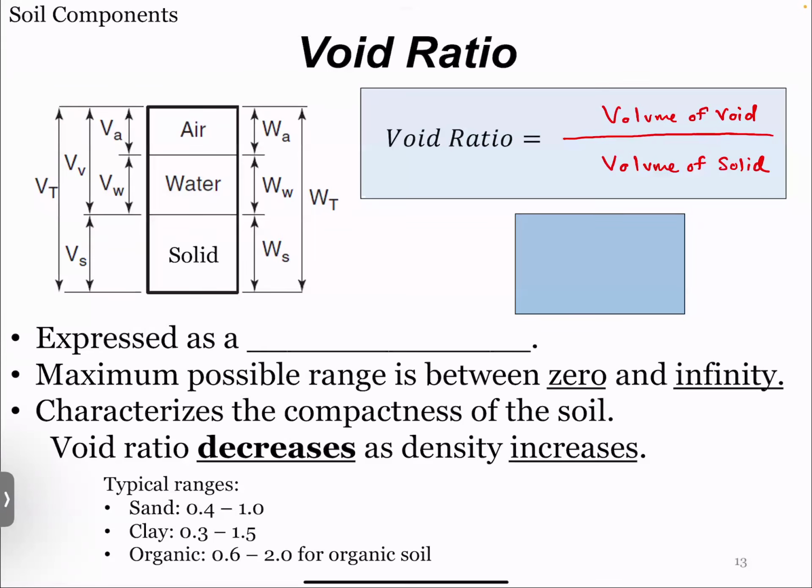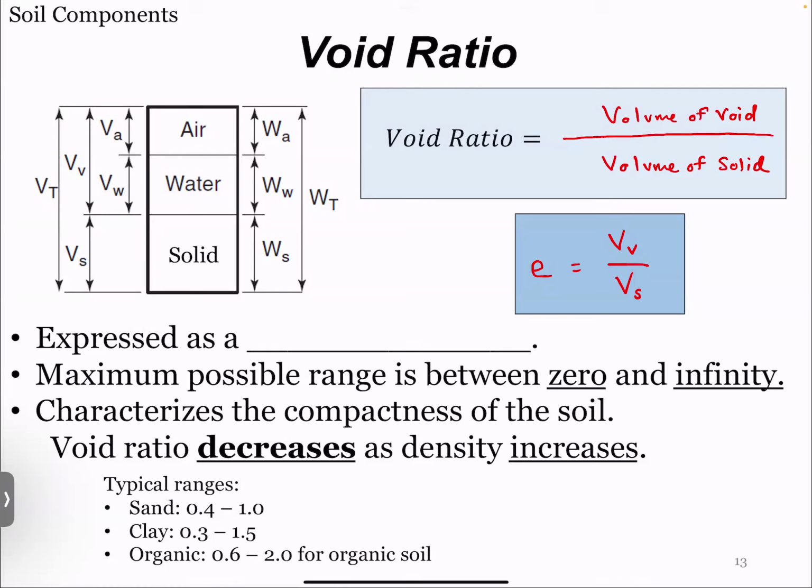Now, the tricky part: for whatever reason, we use the variable e to represent void ratio. I wish I had some cool story of why we do that. I have no idea why, but e is the representative of the void ratio. So equation-wise, it's volume of void divided by the volume of solid. Now I'm going to tell you something that a lot of people will confuse. It is not volume of voids divided by total volume. That's one of the things I see most as a mistake.